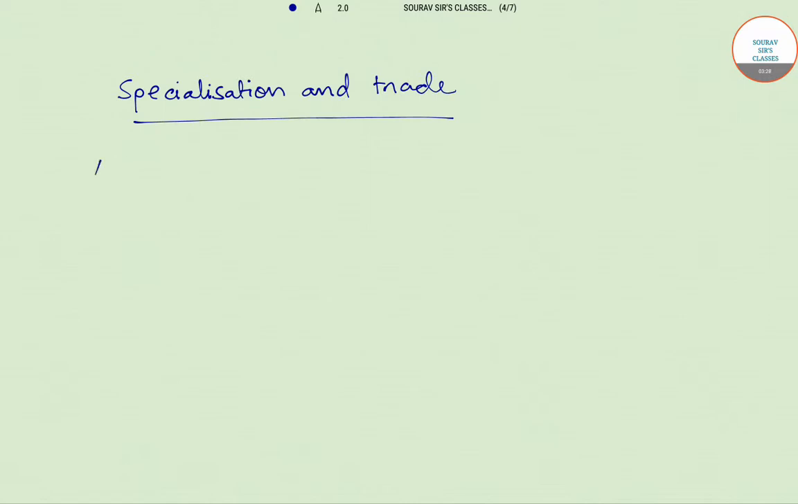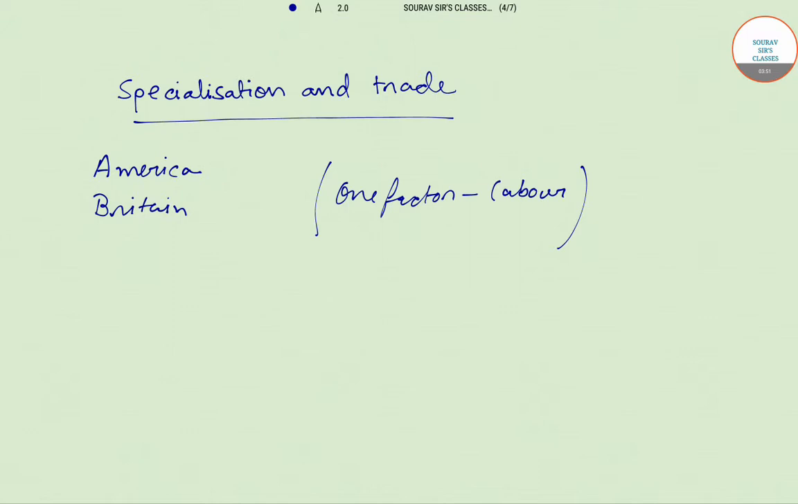So now we are considering two countries, say America and Britain. Each produces both goods by using only one factor, that is labor.